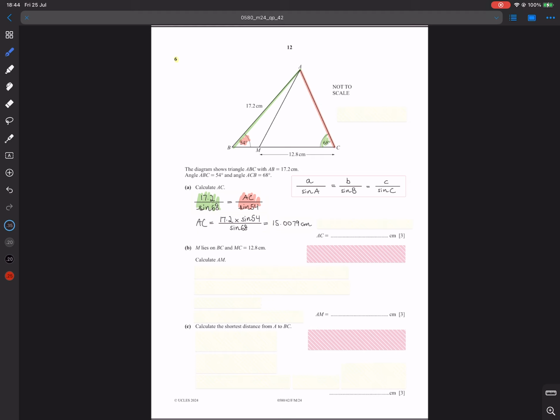And we want to code the answer, obviously, so we will round this to 3 significant figures, and the answer is 15.0 centimeters. Very simple. Let's go to part B.